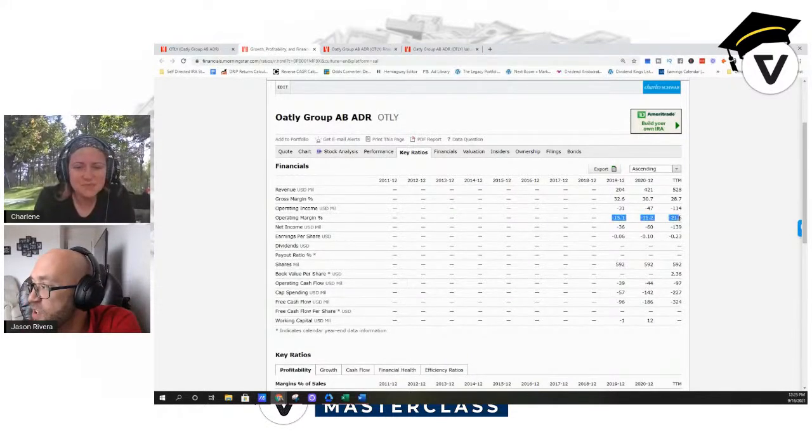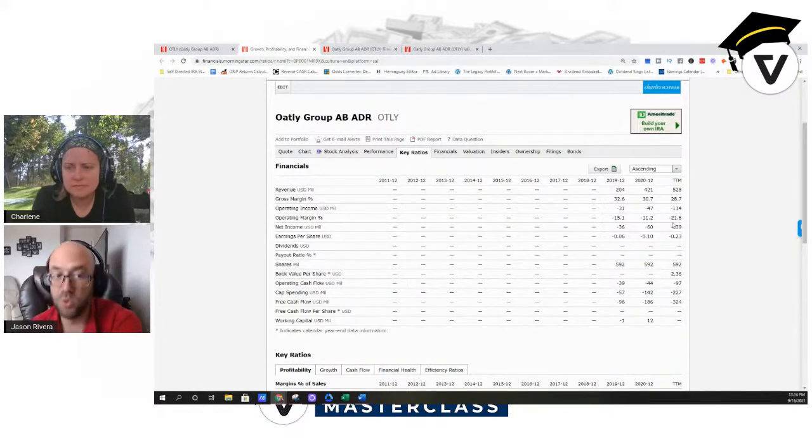Okay. You can see that their gross margins have continued to decline, and their costs are going up because the operating margins are going down from negative 15% in 2019 to negative 21% now. What does that mean in a real world sense?